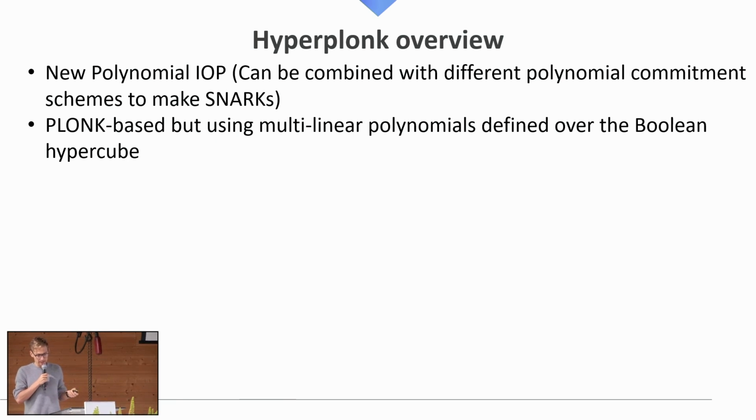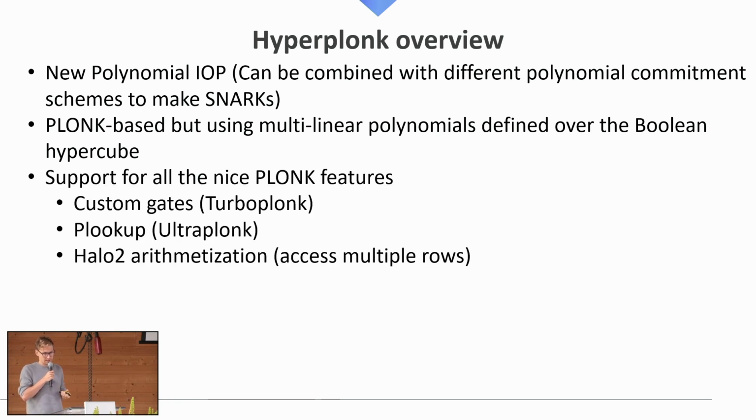And it is Plonk-based, but the big difference is that Plonk uses univariate polynomials and encodes things over a subgroup, versus we use so-called multilinear polynomials, and Hyperplonk is based over the so-called Boolean hypercube, which is where the name comes from. I'll explain all of these things in more detail, but this is just the overview of the features.